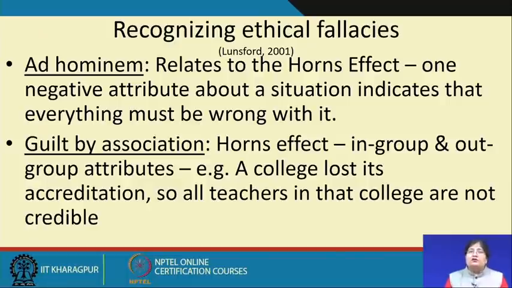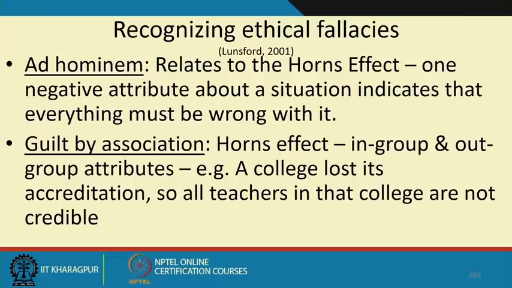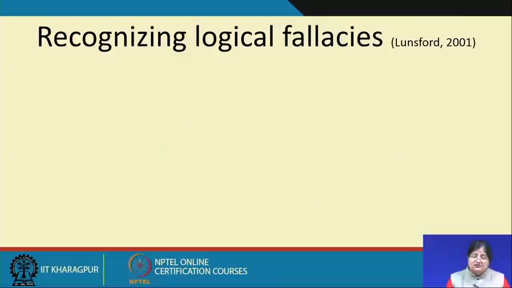Guilt by association is an outcome of the Horn's effect. It refers to in-group and out-group attributes. For example, a college lost its accreditation, so all the teachers in that college are not credible. We make such sweeping statements, such sweeping analyses of situations, that if one attribute is bad or undesirable, everything associated with that whole place must be undesirable.